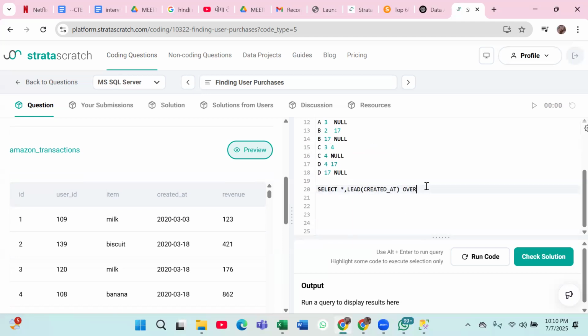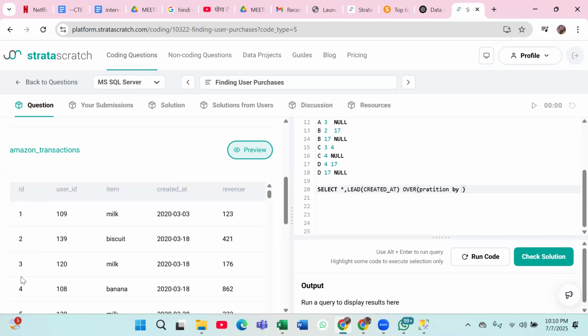According to each user, let's say A, B, C, D, I want to do it for each user. So I'll write partition by my, which user column? User ID or ID? ID are just serial numbers here. Okay, so with user ID. So I'll write user ID and order by my date in ascending order. It's from my Amazon transaction table.